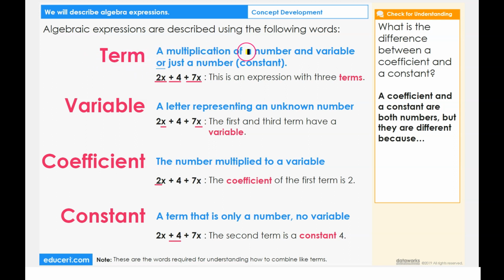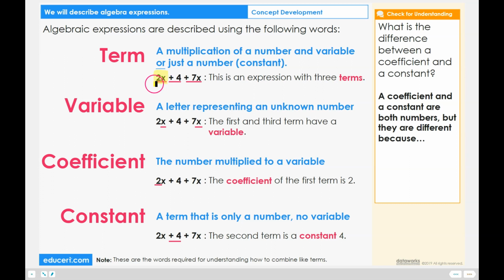A term is a multiplication of a number and variable, or just a number. So it can either be the combination of the multiplication of a number and a variable, like 2 times x, 7 times x, or it can just be a number, such as 4. These terms are the parts of the expression. This is an expression with 3 terms.